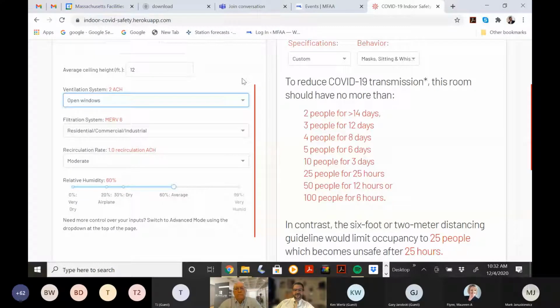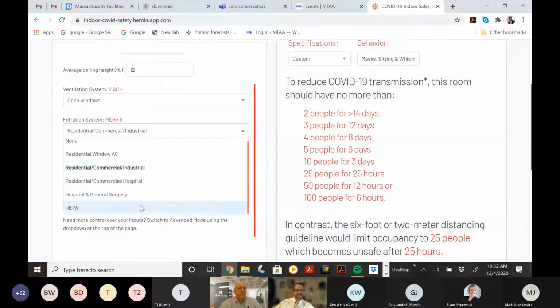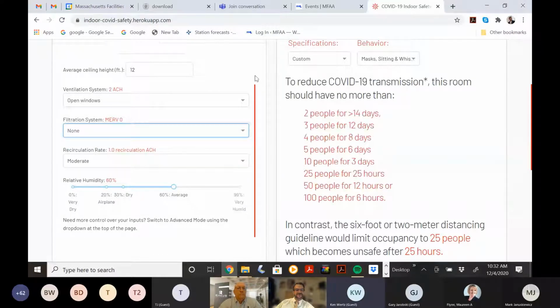And on the open windows, you'll see there's an increase of 2 air changes per hour. What I want you to do is take the filtration systems, the one below, and put none. I'm sorry about this. You have to put this on none because I don't want to give out the wrong information. Go back up to the open windows and change it to closed.